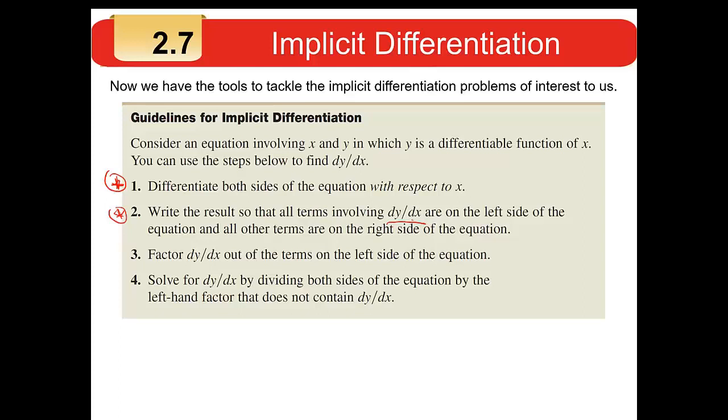So you want to segregate your dy over dx's from your terms that don't have that. And once you get that done, you'll be able to factor the dy over dx out. I'm saying the left side of the equation because that's the way most people do it. They put the dy over dx term on the left side. And once you get dy over dx isolated as a factor by factoring out of all the terms, then you can solve for it by dividing by whatever is multiplied by the dy over dx.